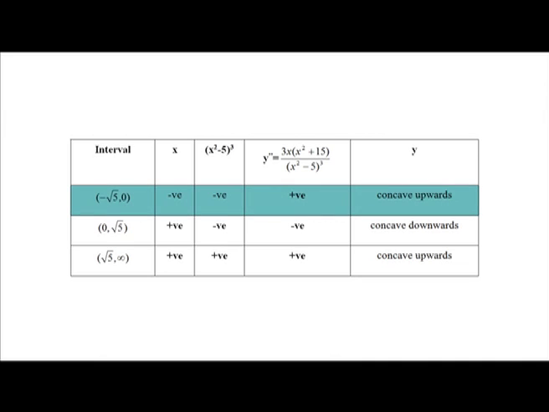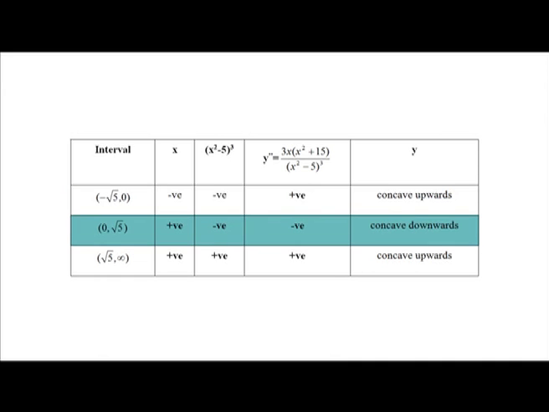In the interval minus root 5 to 0, x is negative, (x square minus 5) whole to the power 3 is negative. So, y double dash is equal to 3x into (x square plus 15) whole divided by (x square minus 5) whole to the power 3 is positive. So, y is concave upwards. In the interval 0 to root 5, x is positive, (x square minus 5) whole to the power 3 is negative, and hence y double dash is negative, and hence y is concave downwards.